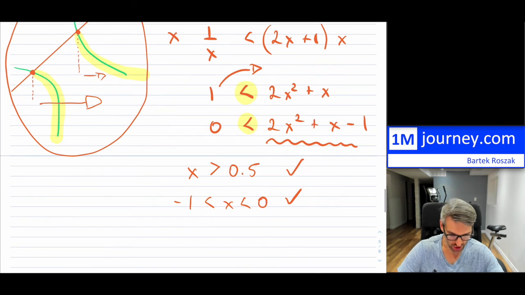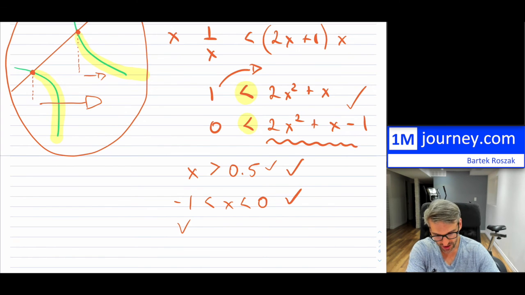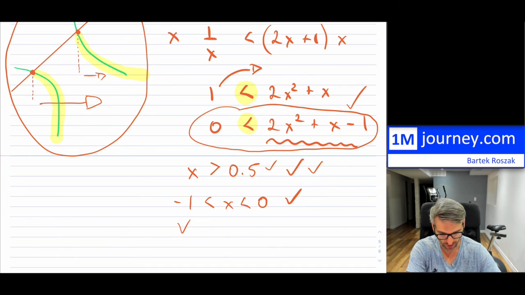And now you can check. If you would do this, the 2x squared plus x minus 1, you can find the zeros, which would tell you this, but unfortunately it might not give you the inequality as we had it right here.